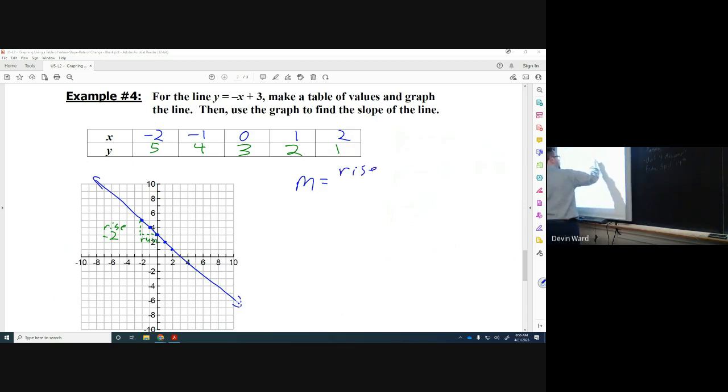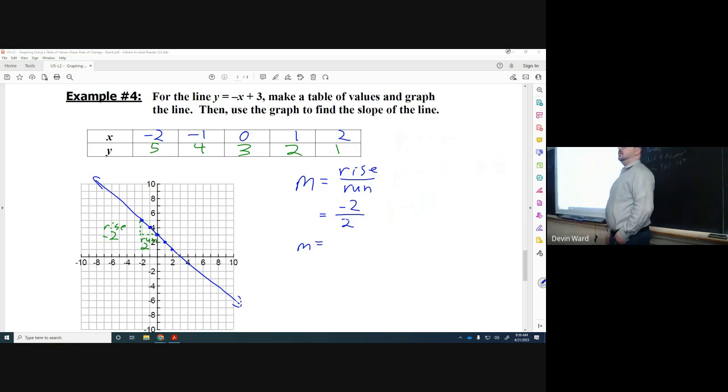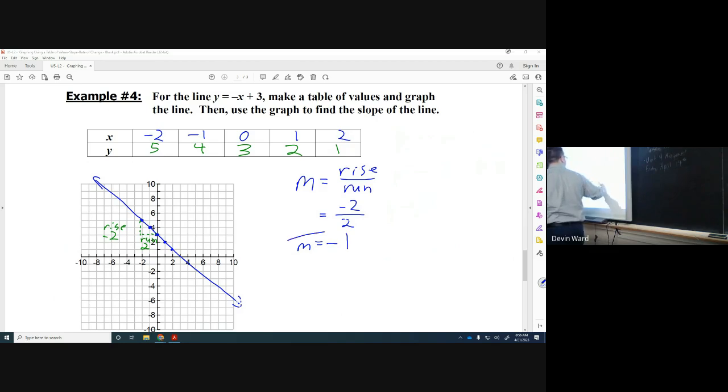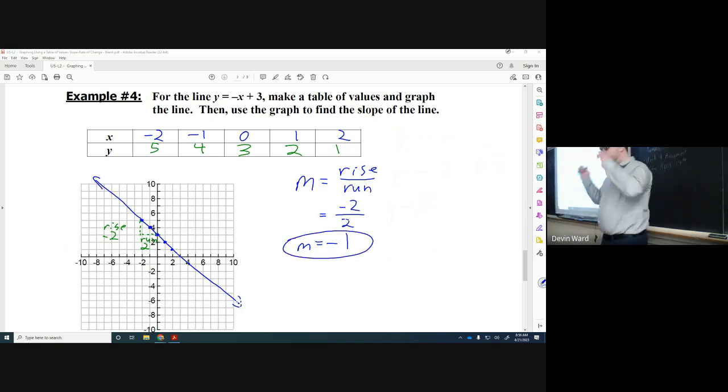Rise over run. Rise -2. What's my run? I'm going 2 to the right. So my run would be 2. Perfect. And what's -2 divided by 2? -1. Perfect. So our slope will be -1.